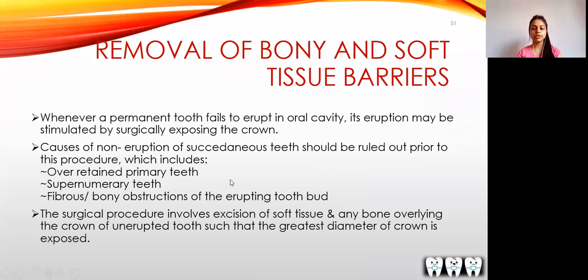Now let's talk about the last procedure, that is, removal of bony and soft tissue barriers. Whenever the permanent teeth fail to erupt in the oral cavity, eruption can be stimulated by surgically exposing the crown. The causes for non-eruption of the teeth are overretained primary teeth, supernumerary teeth, or fibrous or bony obstruction of the erupting tooth. So we have to go for the removal of those bony as well as soft tissue barriers, so that the greatest diameter of the crown of the unerupted tooth is exposed.